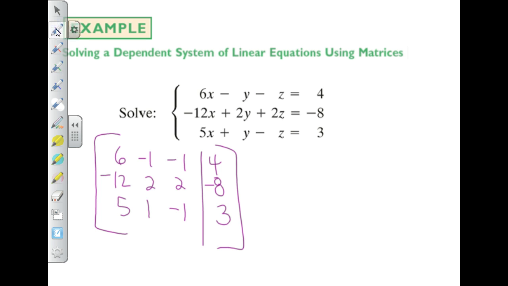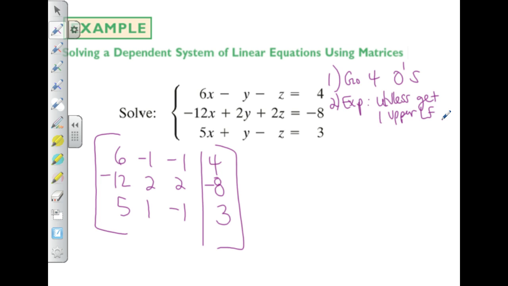Rule number one is to go for zeros. Don't worry about the ones. And rule number two, there's an exception to rule number one. The exception is, unless you can easily get a one in the upper left-hand corner, then I would try it without going for fractions.